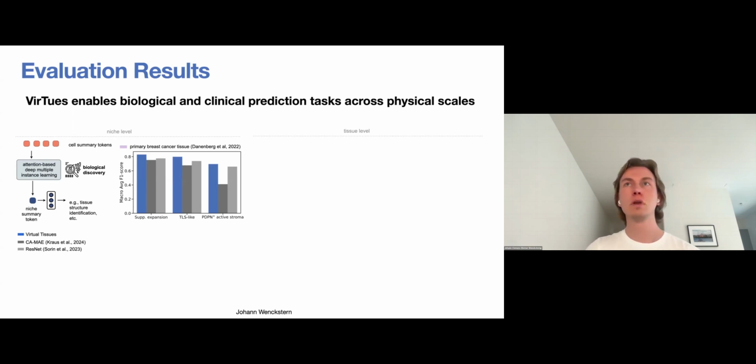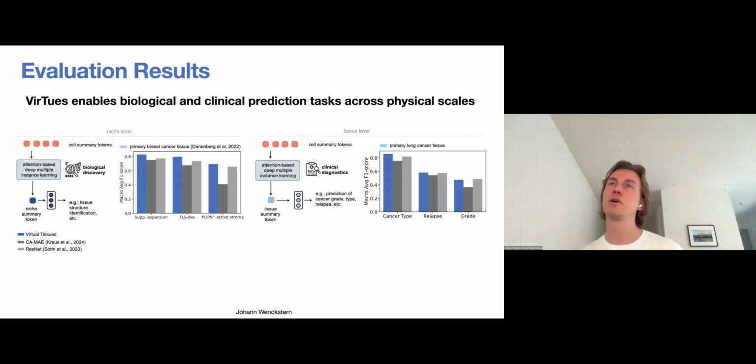And finally, we repeated this for tissue level or patient level tasks by predicting from the cell summary tokens a tissue summary token using attention-based aggregation, and predicting clinical labels such as cancer type, grade, or relapse. Particularly for cancer type, we got high performance, again outperforming the deep baselines, which admittedly are already performing quite strongly as well.